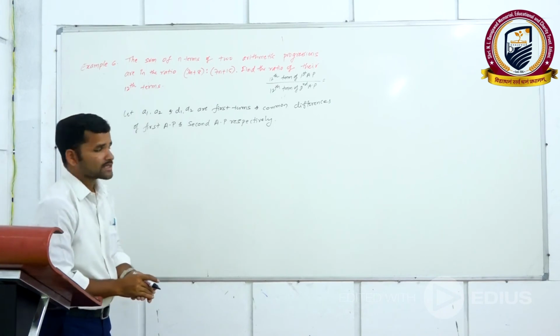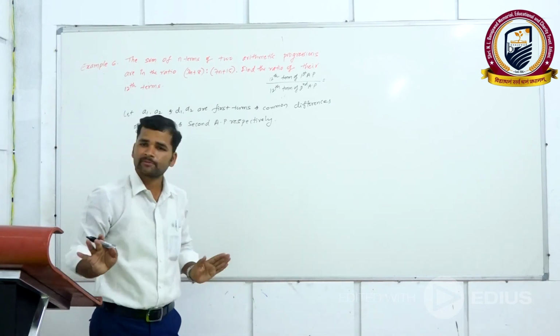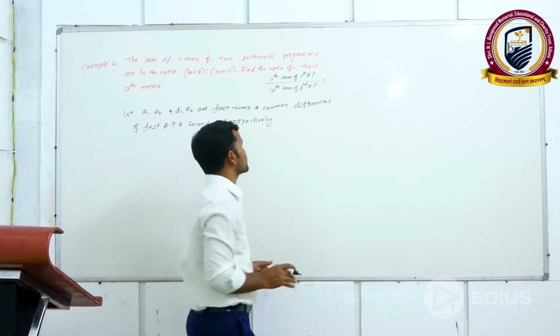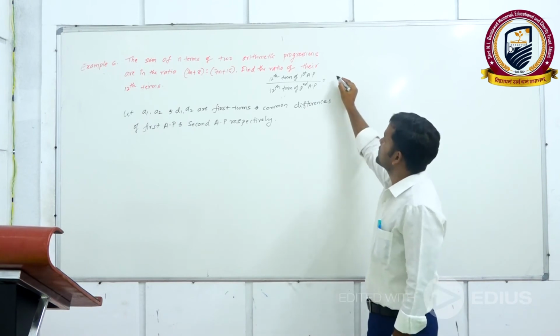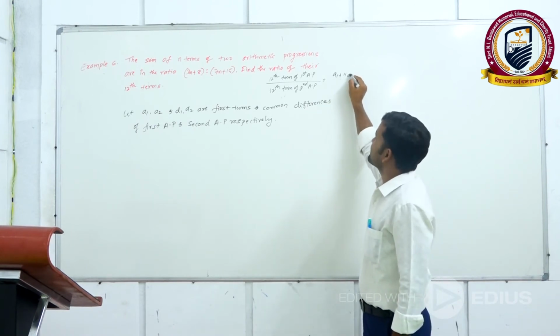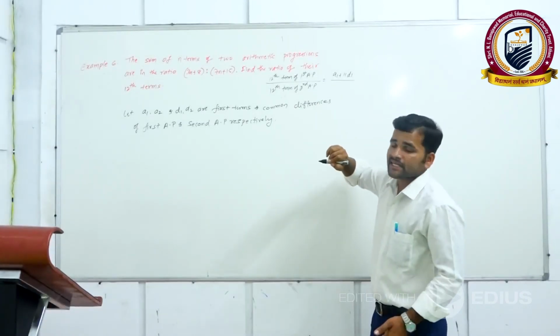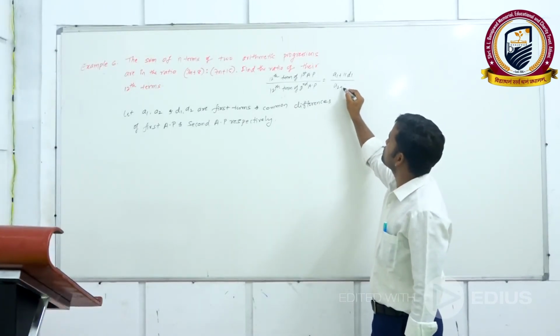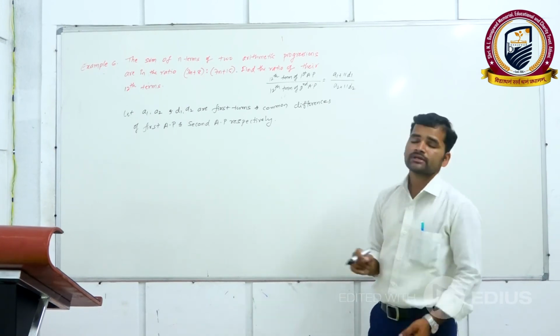Like this I am considering. Now coming to the question, what do I have to find out finally? Finally, the ratio of the 12th terms. The 12th term of the first AP is nothing but a1 plus 11d1, divided by the 12th term of the second AP, which is nothing but a2 plus 11d2. This one I have to calculate.